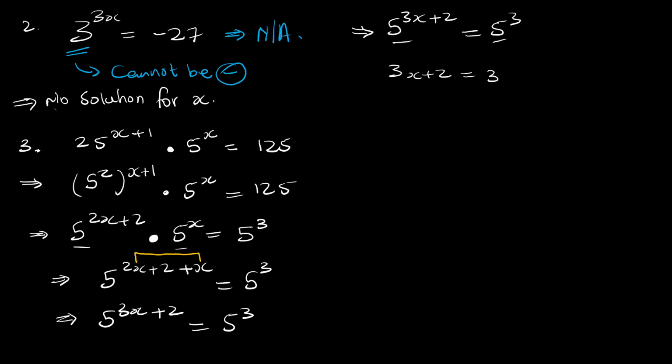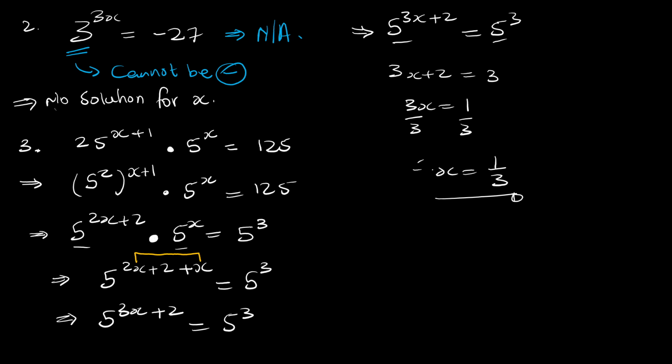This is what I have so far. Let's isolate x. This is a linear equation. The 2 goes to the other side to be negative, so this will be 3 minus 2, which is 1. So 3x equals 1. Divide both sides by 3. Therefore, the value of x, ladies and gents, is 1 over 3. And that's it for this problem.